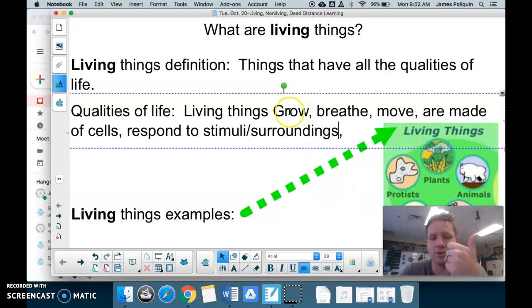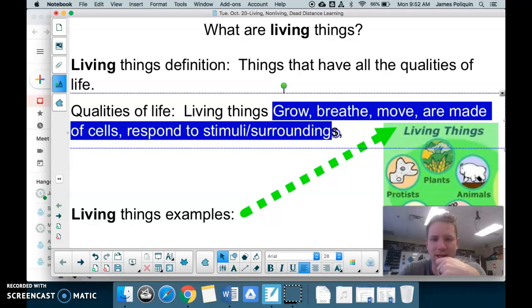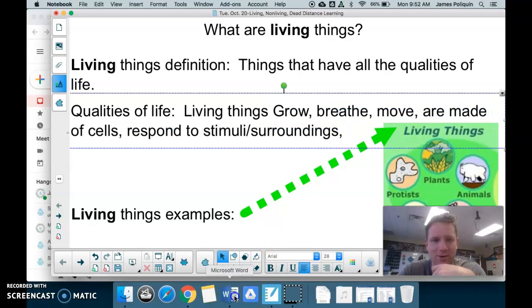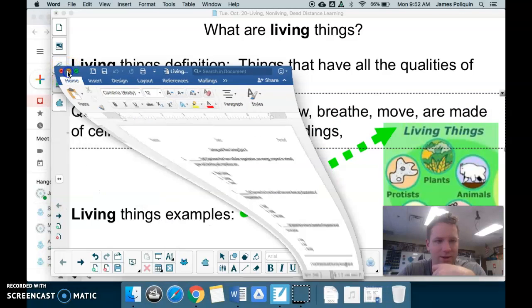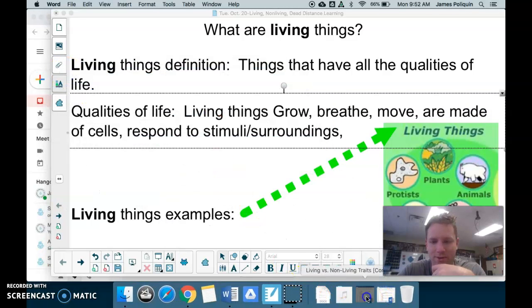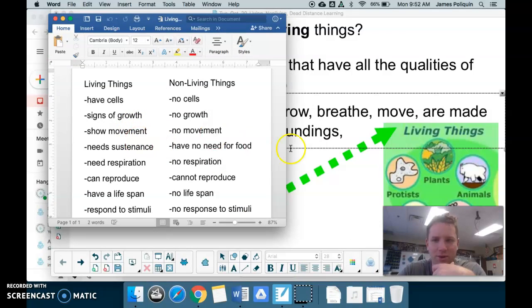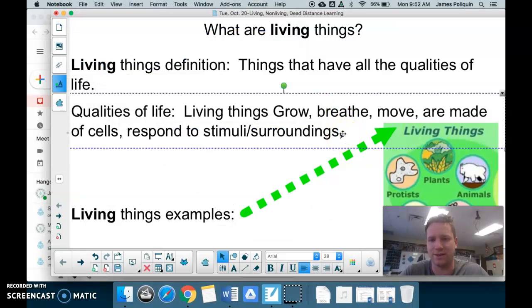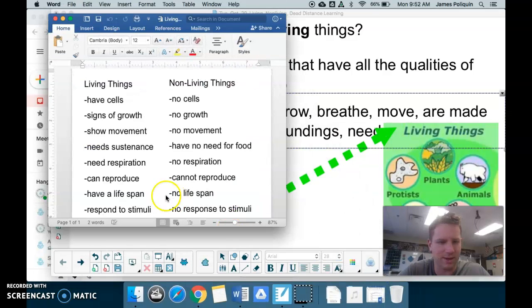Let's see, what else could possibly make something living? We have grow, they breathe, they move, they're made of cells, they respond to stimuli and surroundings. Let me check my notes here real quick. Those aren't the notes. There they are. They need sustenance. So needs sustenance is kind of like requiring food of sorts. So they eat, so they need food.